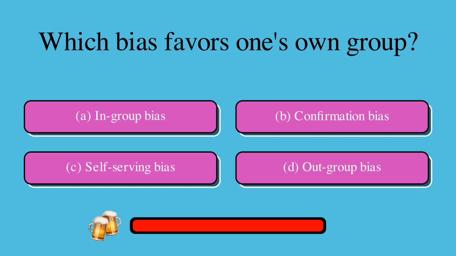Which bias favors one's own group? Is it A, in-group bias, B, confirmation bias, C, self-serving bias, or D, out-group bias? The correct answer is A, in-group bias.